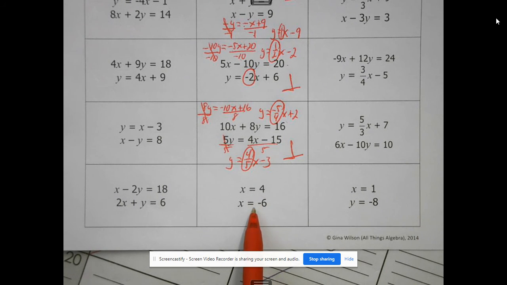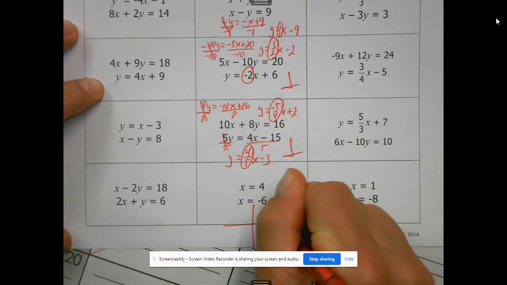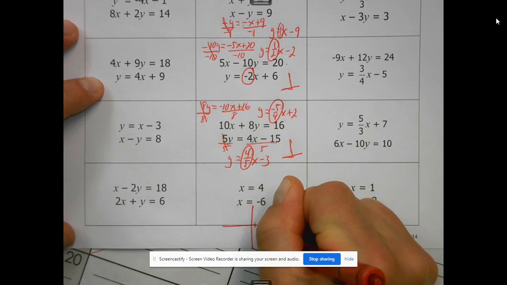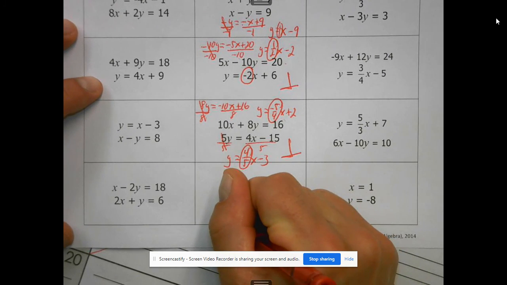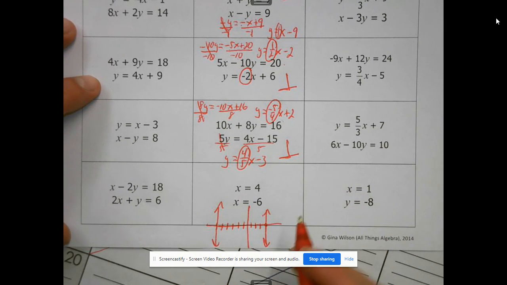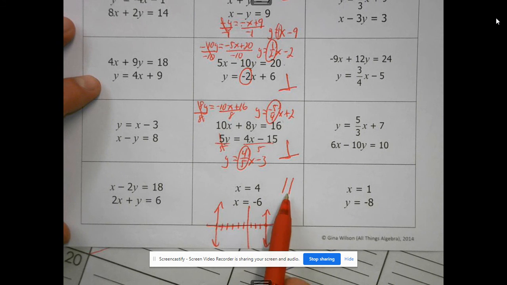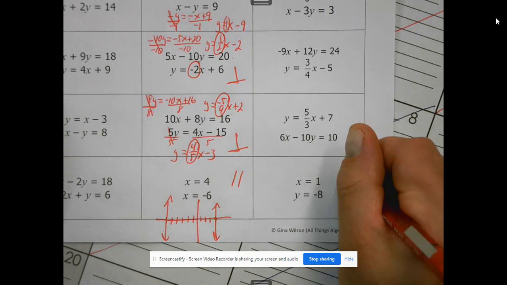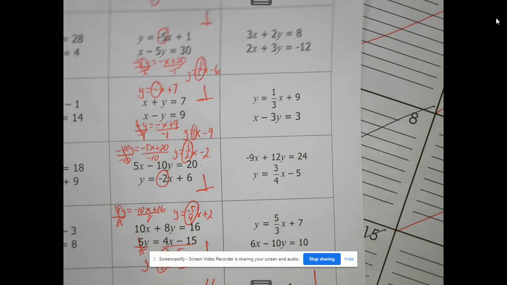X equals 4 and x equals -6. If you're a little confused, let's take a look at a graph. If x equals 4, that's a vertical line at 4. X equals -6, that's a vertical line at -6. These lines will never cross. These guys are parallel. If you have 2x equals, or if you had 2y equals, they're always going to be parallel. As opposed to this guy, if you have x equals and a y equals, these are always perpendicular. That is the end of the lesson for equations of lines.